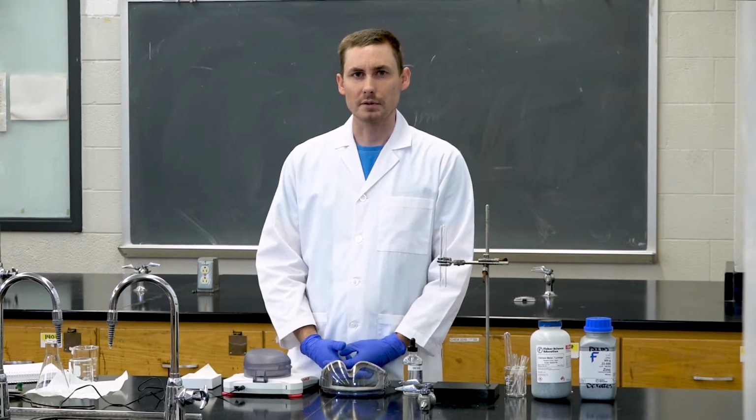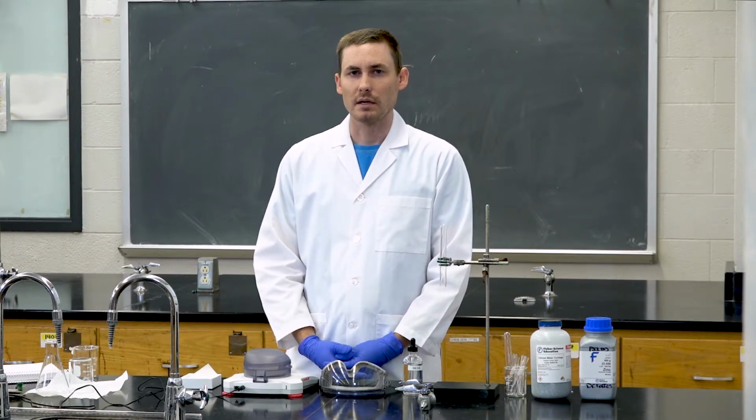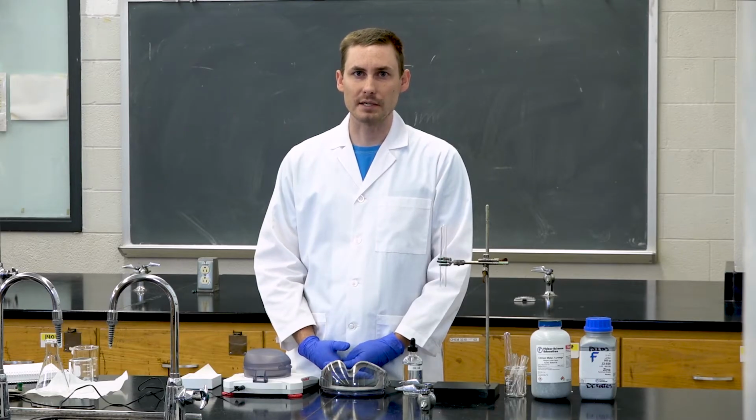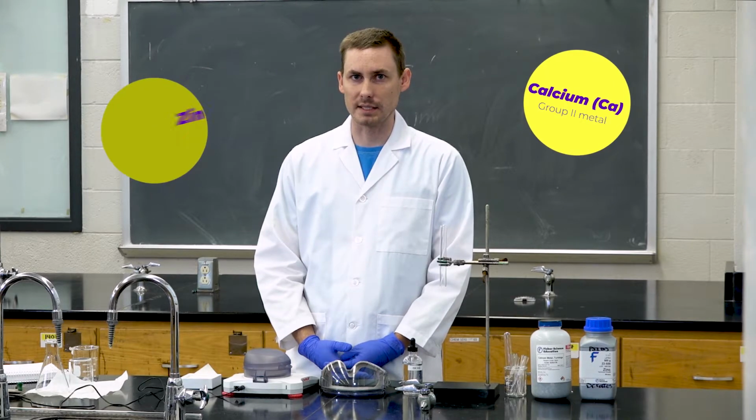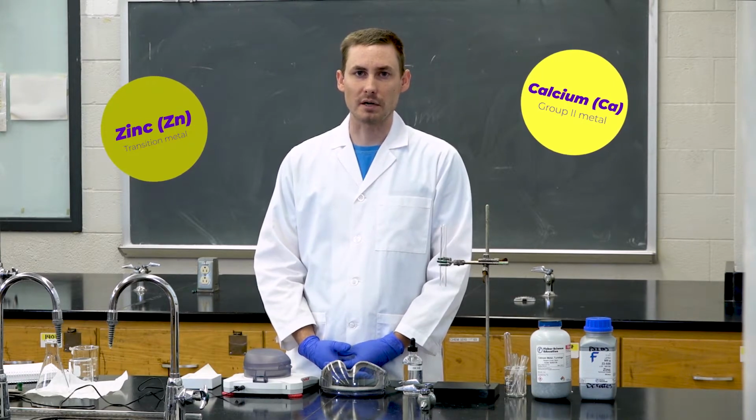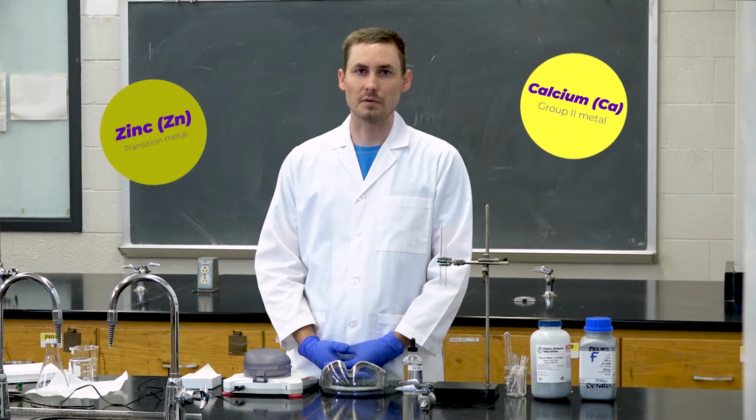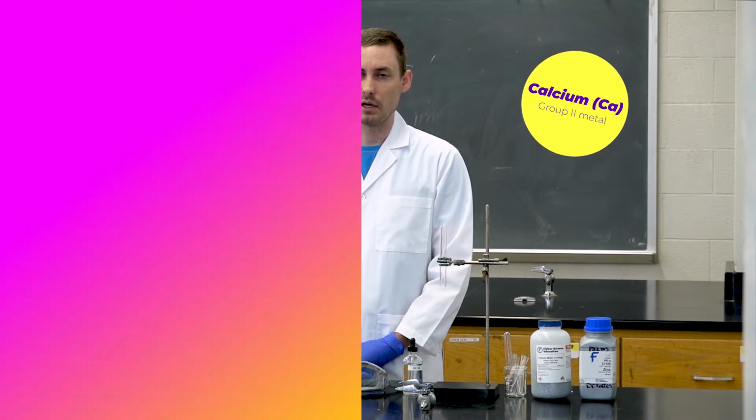My name is Reagan, and today we're going to be doing experiment 3, determining a chemical formula via titration, specifically the chemical formula of calcium in water. But first, we're going to be experimenting with calcium, a group 2 metal, and zinc, a transition metal, in water and hydrochloric acid to observe what kind of reactions take place.